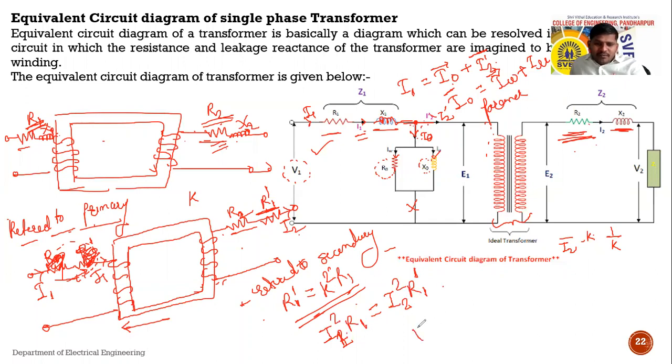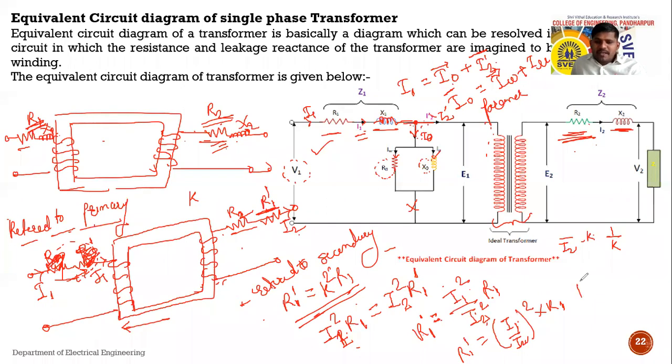Now I want to find the value of R1 dash. Just shift I2 square to the left hand side. So R1 dash is equal to I1 square divided by I2 square into R1. Again, we make it I1 divided by I2 in a bracket square into R1, which is R1 dash. What is I1 divided by I2? K. So R1 dash is equal to K square into R1.